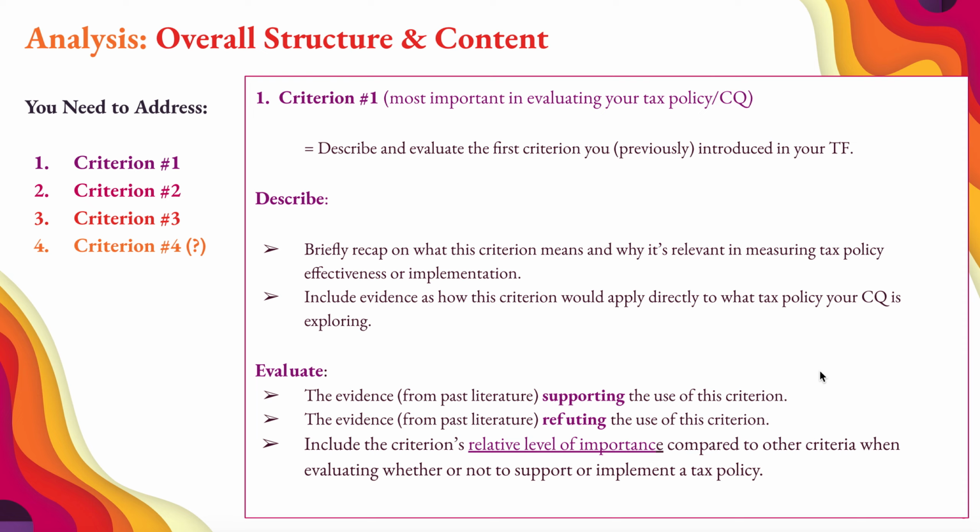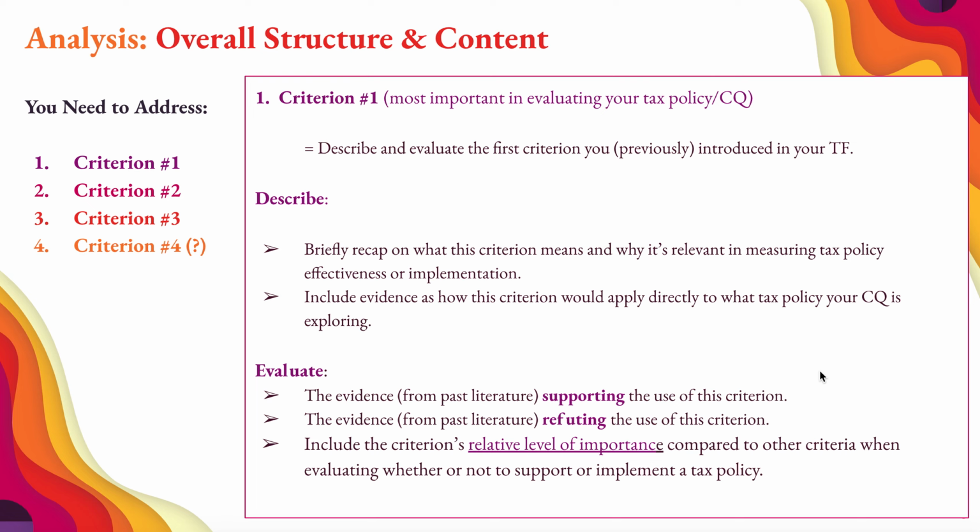So if you're talking about should, or to what extent should, corporations publicly disclose their tax information, and one of your criterion is maybe the cost of implementing such a tax policy, and you decide that's the most important consideration before implementing or supporting this tax policy, then you would put that as your first criterion and argue why it is a valid criteria for evaluating a tax policy, and then why it's not.